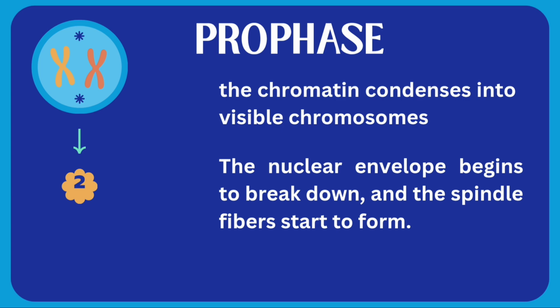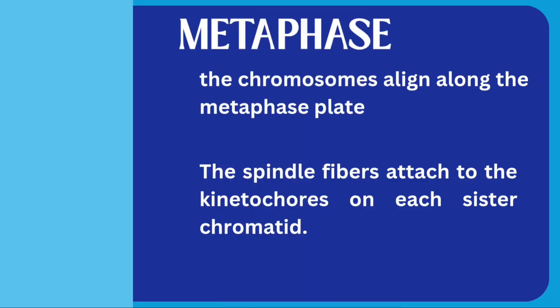The next stage is prophase. Prophase is the stage wherein the chromatin condenses into visible chromosomes, and then the nuclear envelope begins to break down and the spindle fibers begin to form. So prophase is the stage wherein the chromatin condenses, the mitotic spindle assembles, and the nucleus disappears.